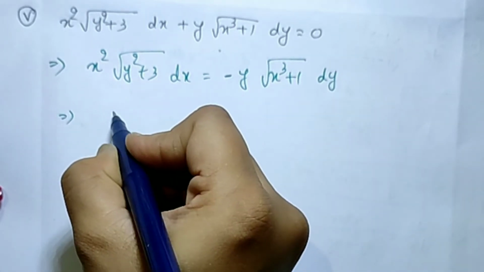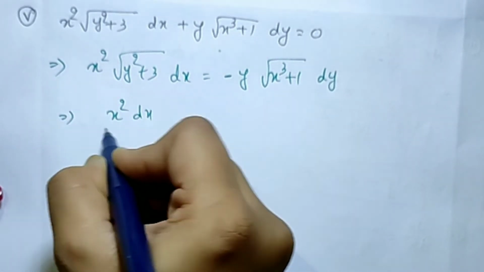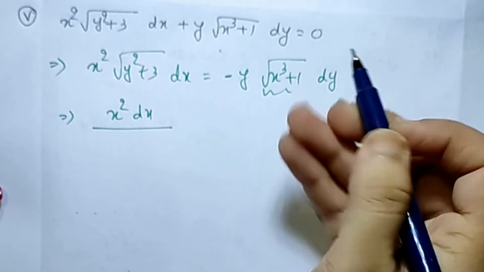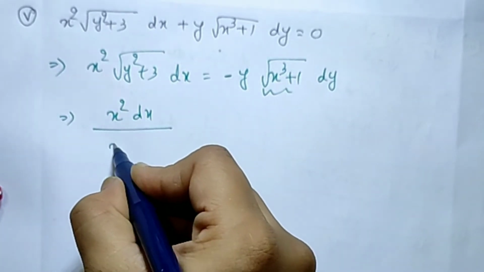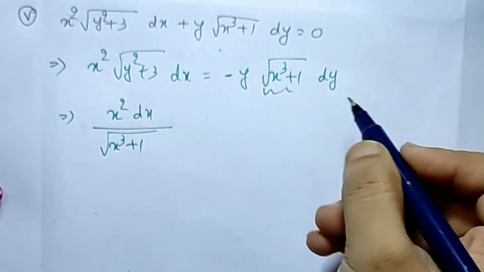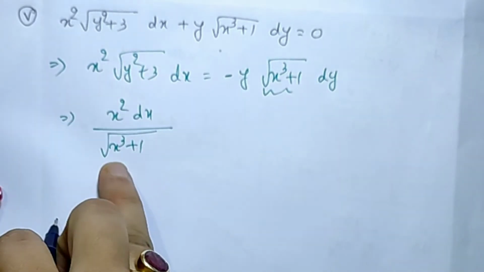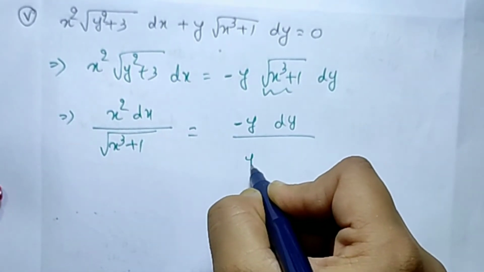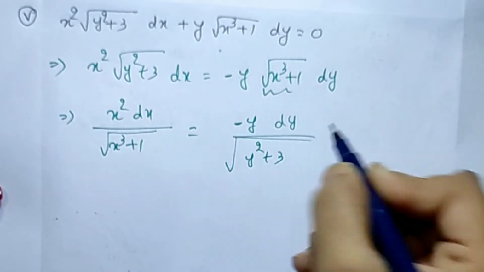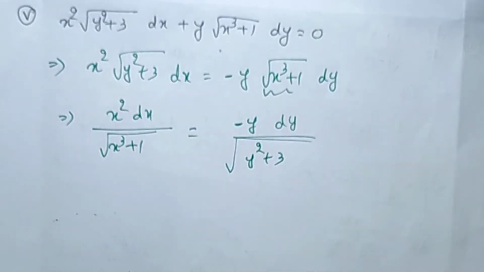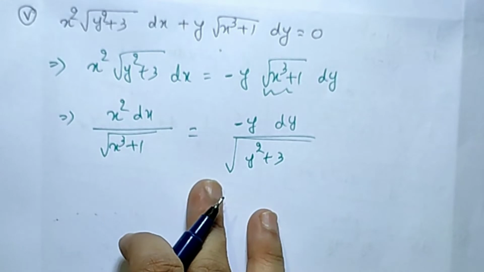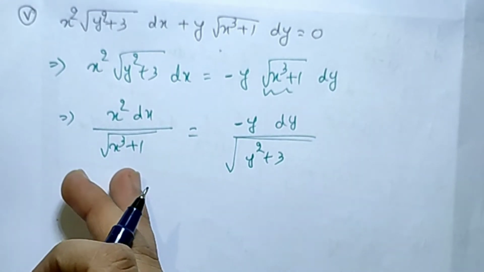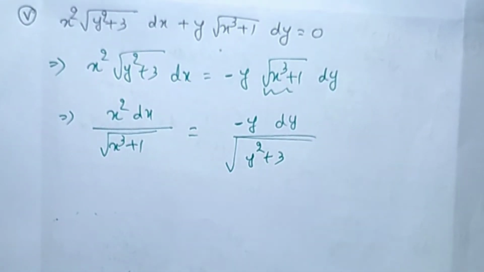Now separating these terms, x square into dx, this is the x term, so let's take this on the left hand side. Root of x cube plus 1 is a multiplier, so on the left hand side it will be divided, is equal to minus y dy by root of y square plus 3. Now the x term is separated, the y term is separated. So we have to just solve this question.